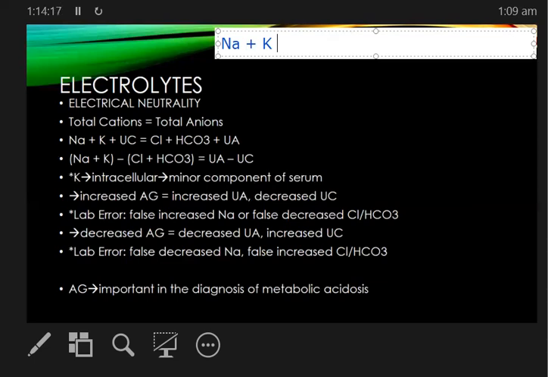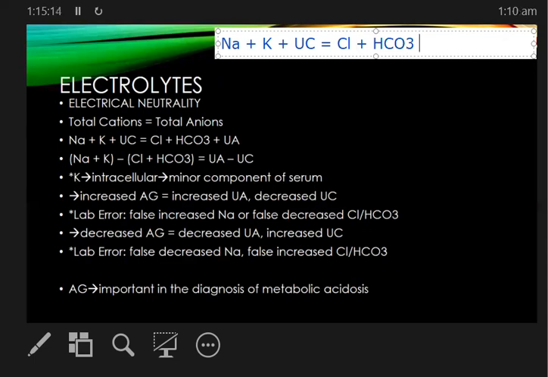So our cations are represented by your sodium and your potassium. In addition to your sodium and your potassium, we have what we call your unmeasured cations, because it will be impractical for the laboratory to measure all of the cations. The cations which are not measured in the laboratory, we refer to them as your unmeasured cations. This is in order for us to maintain or attain electrical neutrality. So again, this should be equal to the representative anions. We have your chloride and your bicarbonate anions.